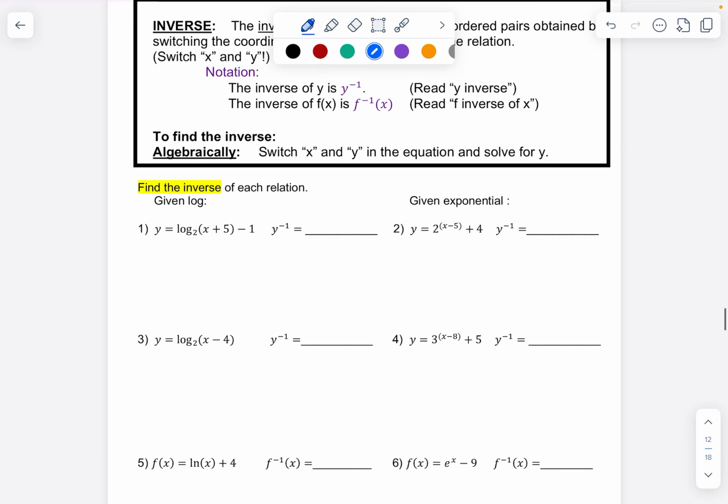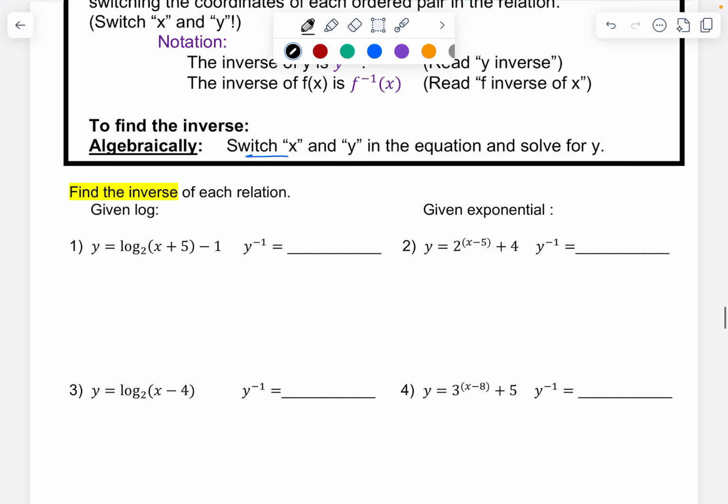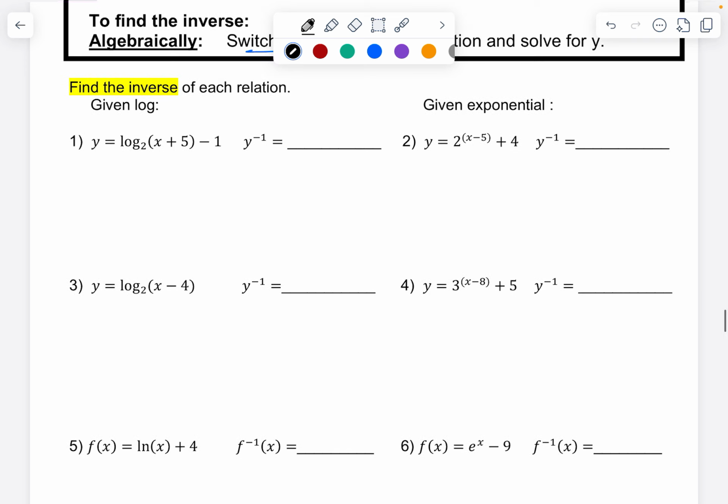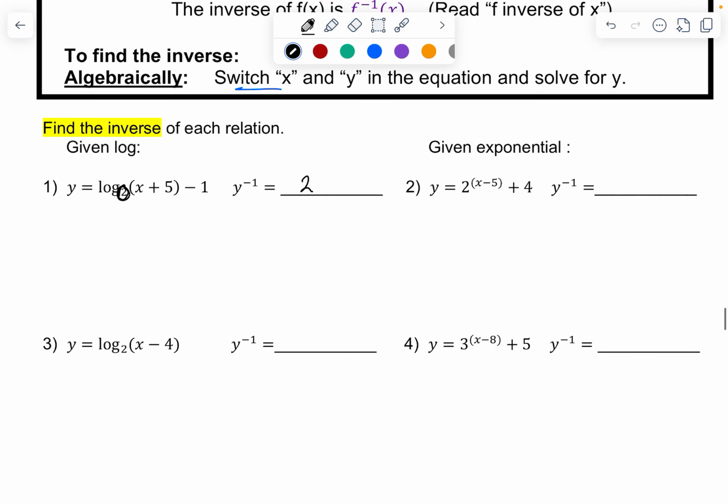Algebraically, you do the same thing. You switch x and y and then just resolve for y. So starting with the left side, we're going to solve for the inverse of these 3 log functions. And so the inverse of a log is always going to be exponential, and it's going to have the same base. So you can already kind of picture that you're going to have an exponential function with base 2. Okay, and so first step, switch your x and y. And then we have to resolve for the y variable.